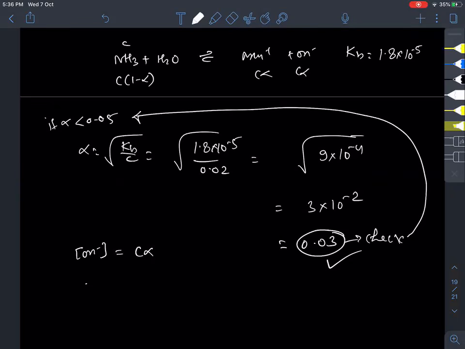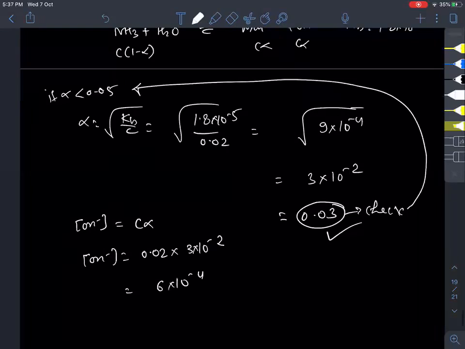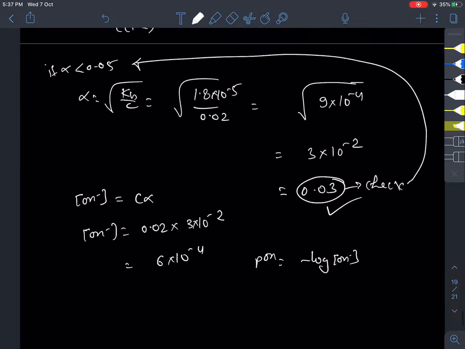So the concentration of OH minus will be what? C is how much? C is 0.02. And alpha is how much? 3 into 10 to the power minus 2. So overall, if you do it, 6 into 10 to the power minus 4. Now you can calculate pOH, that is minus log concentration of OH minus. That is equal to minus log 6 into 10 to the power minus 4.